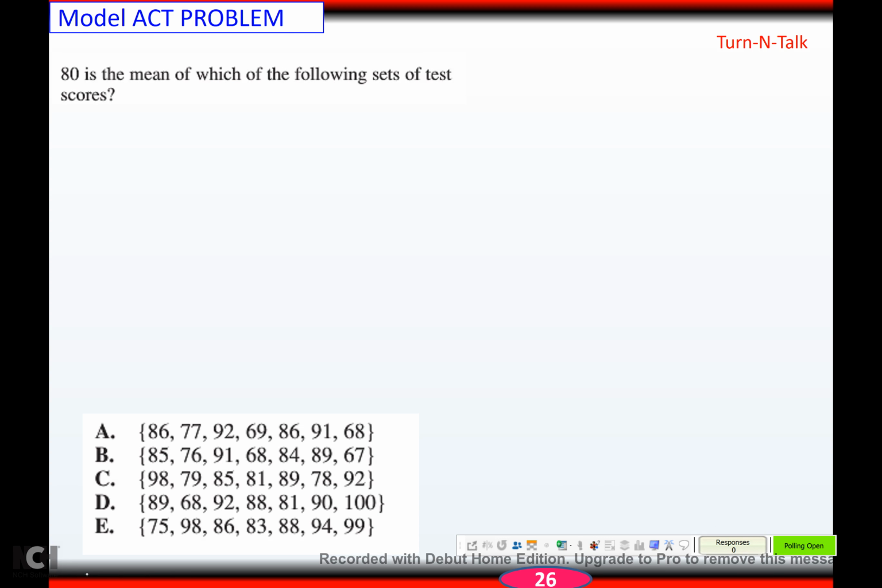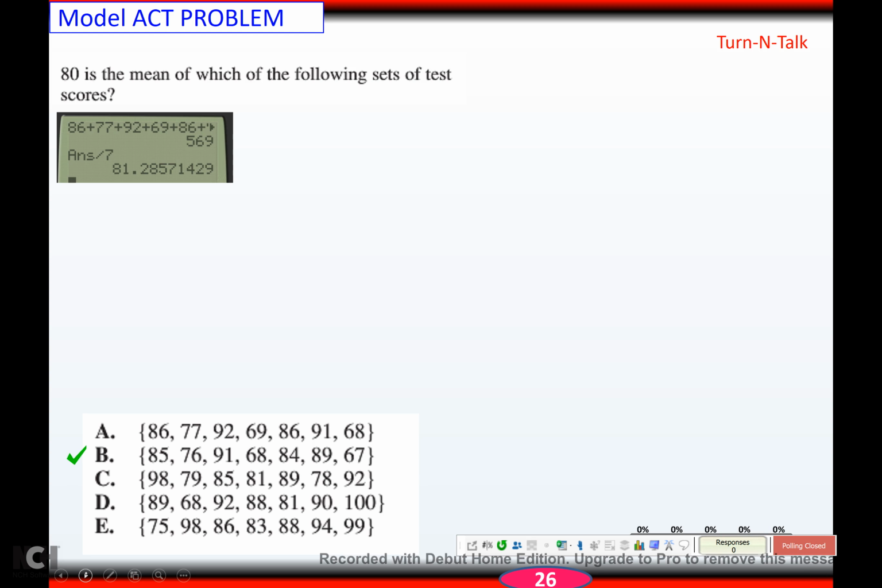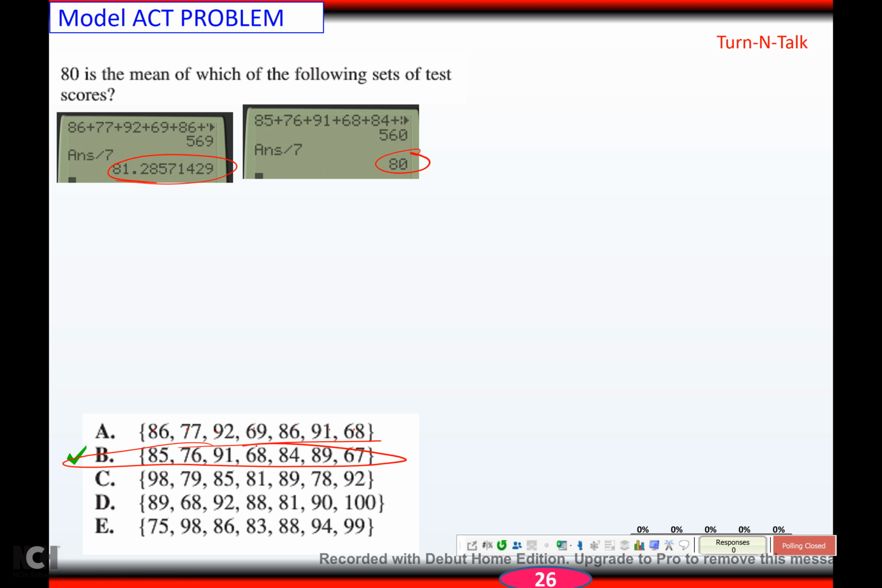Alright, you try this one, hit pause, come back when you're ready. Hopefully you got B. It says 80 is the mean of which of the sets of test scores. Well, I got to figure it out. So I tried the first one. I added all of them up and divided by 7 and got 81. Nope. So I tried B and I got 80. And again, once I found it, I don't need to check the other ones.